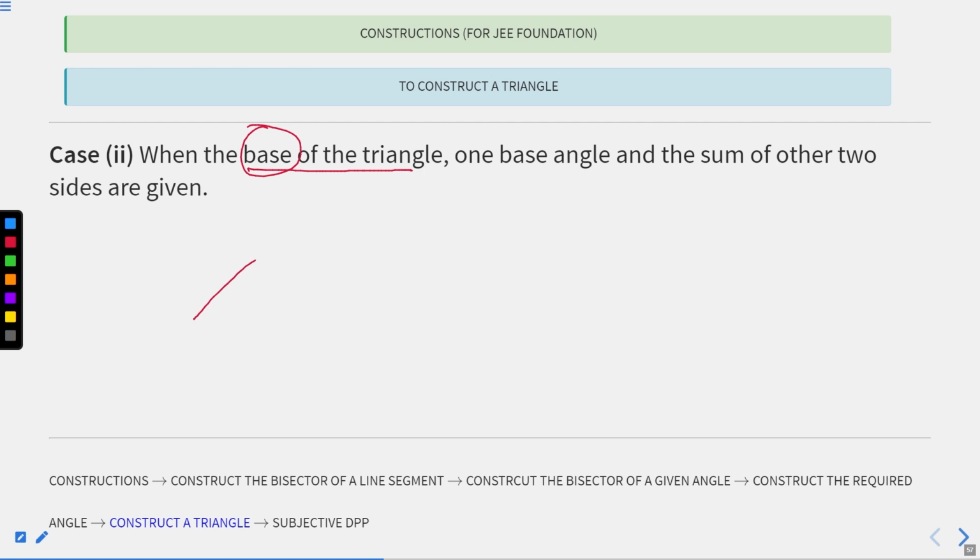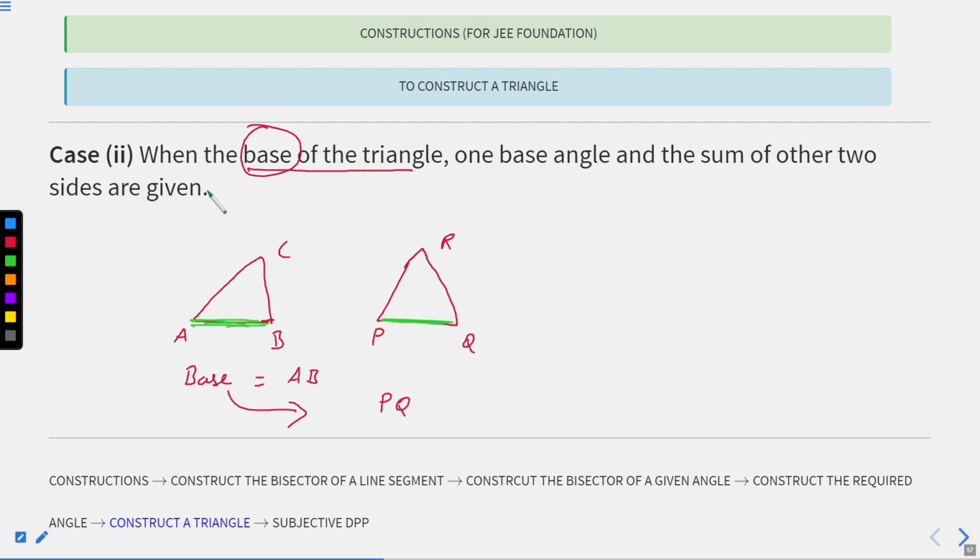For example, let's say this is a triangle ABC. Here the base is equal to AB. Okay, if this is a triangle, say PQR, in this case the base is PQ. So base is the side on which the triangle is standing. Okay, I hope this is clear.